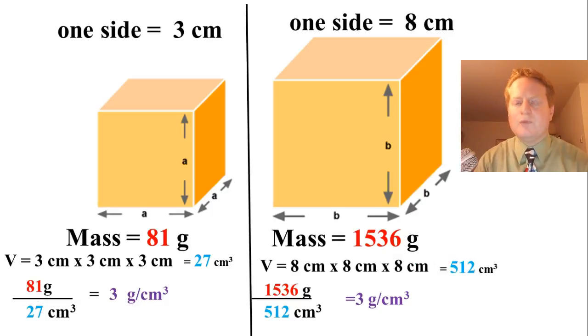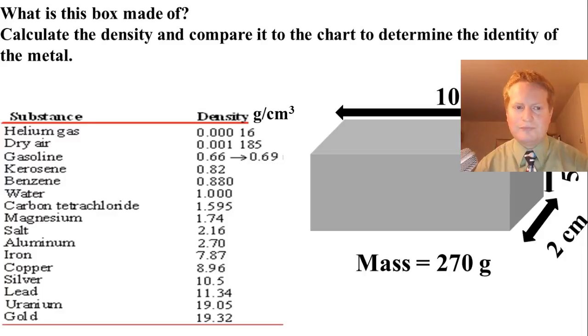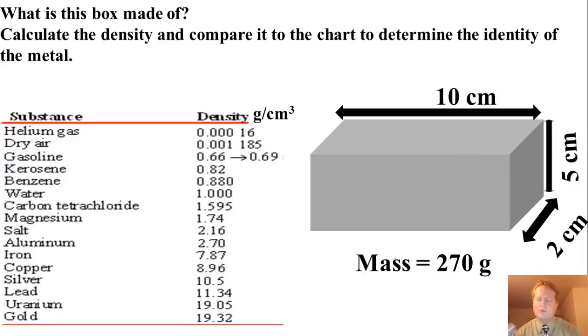Okay, one last problem. So we want to calculate the density of this box, and then once we found that density, we want to look at our chart to determine what this box is actually made of. Because remember, you can use density to identify a substance. You can use density to find out exactly what you're handling. So take a moment to figure out the density of this item, and then we'll compare to the list.